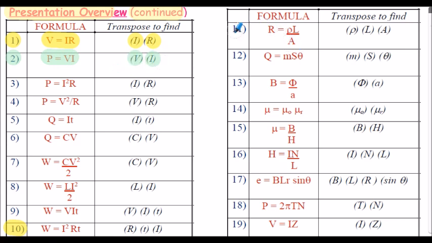On the right hand side we have questions 11 through to 19. And again we're given a formula, in this case it's R is equal to rho multiplied by L divided by A, and rho is a Greek symbol. So currently R is the subject of the equation. We'll have to rearrange for rho first of all, and then rearrange for L, and then rearrange for A. And this is question 12 and onwards.